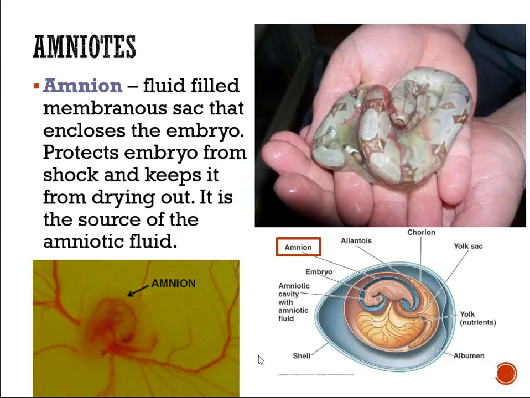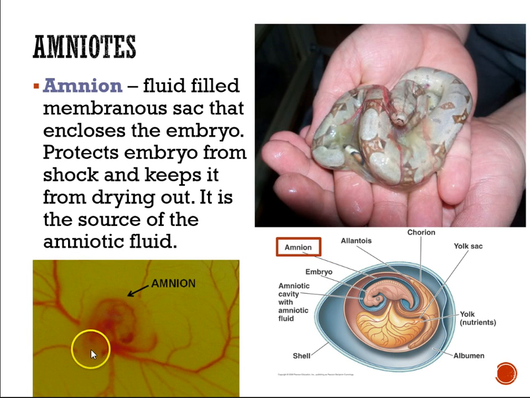Okay, now let's talk about the amnion first. The amnion is just this sac that really protects the embryo from shock, but it also keeps it from drying out. It's the source of the amniotic fluid, and you can see there's a sac here surrounding. You can especially see it really well. You can see the blood vessels that are actually running through the sac, because remember, it's cells. It has to be nourished, and it has to have waste products taken away.